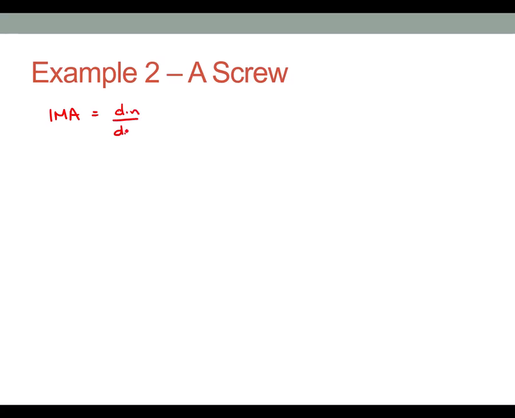Okay, and now we can go back and think about the ideal mechanical advantage as being the input distance divided by the output distance. Our input distance was the circumference of the screw head, 3.14 centimeters, because I'm moving one rotation. And in that one rotation, I will move down a distance equal to the pitch, which in this case was 0.167 centimeters. So I'm going to take 3.14 and divide it by 0.167, and I get an ideal mechanical advantage of 18.8.